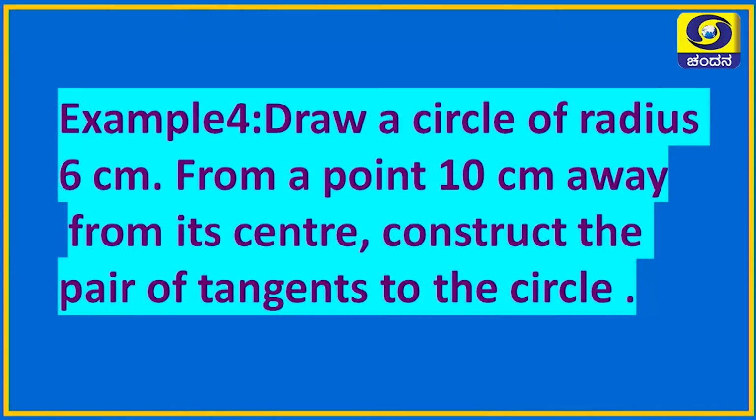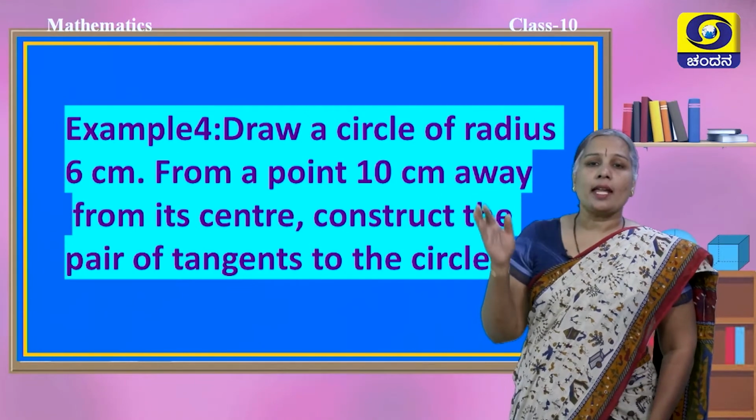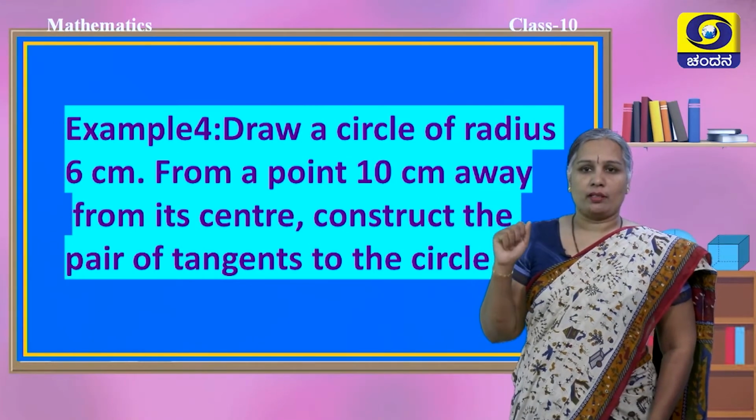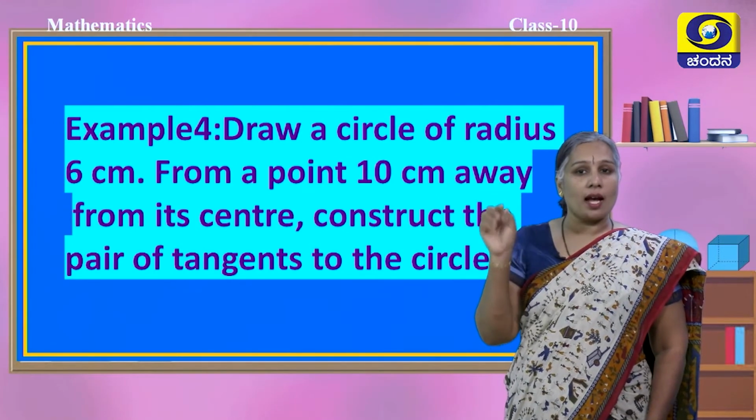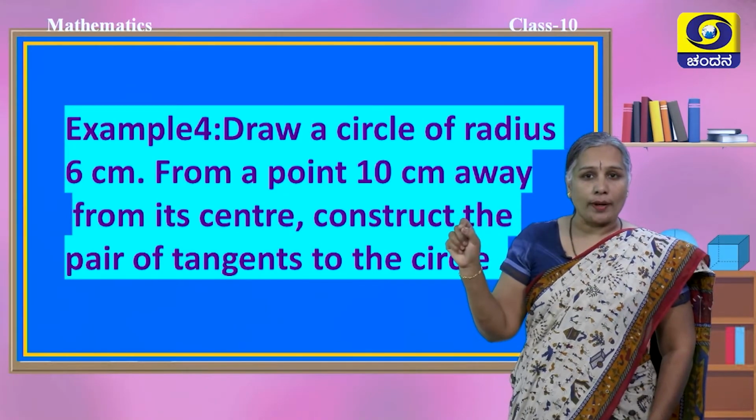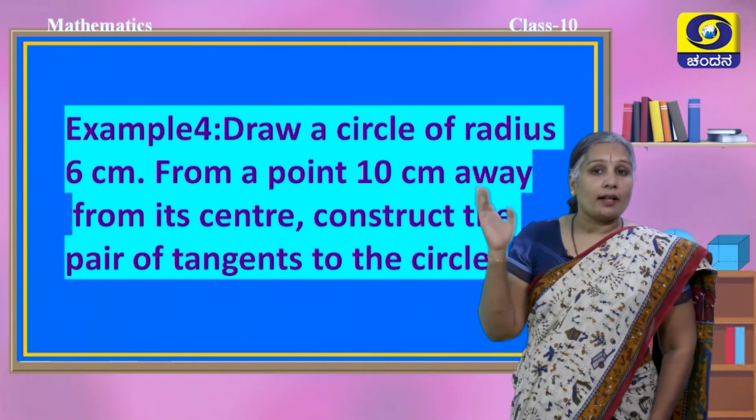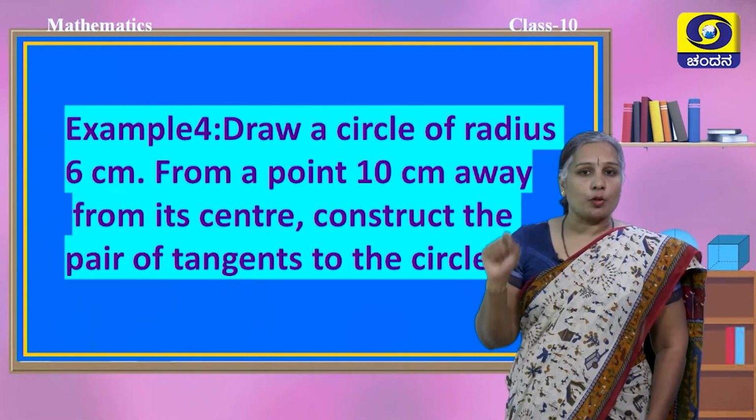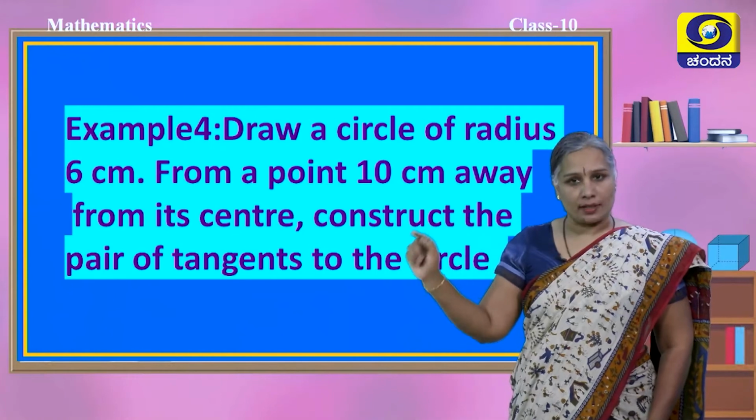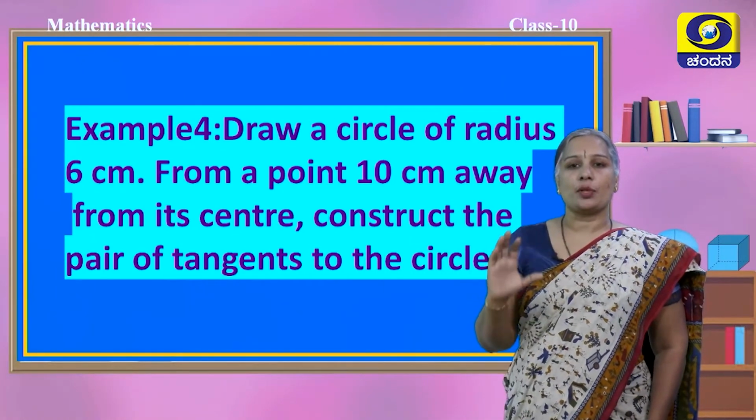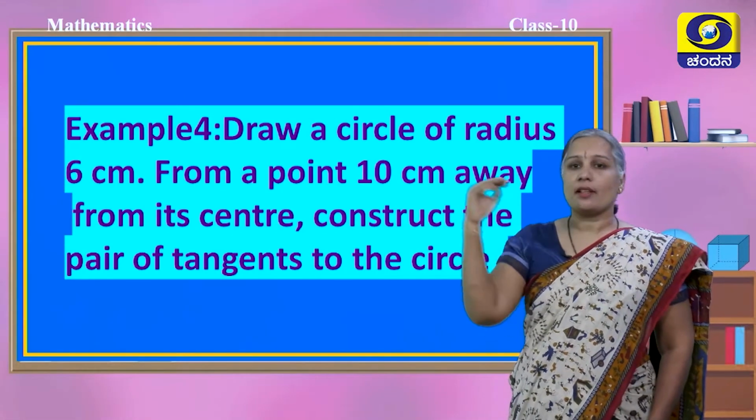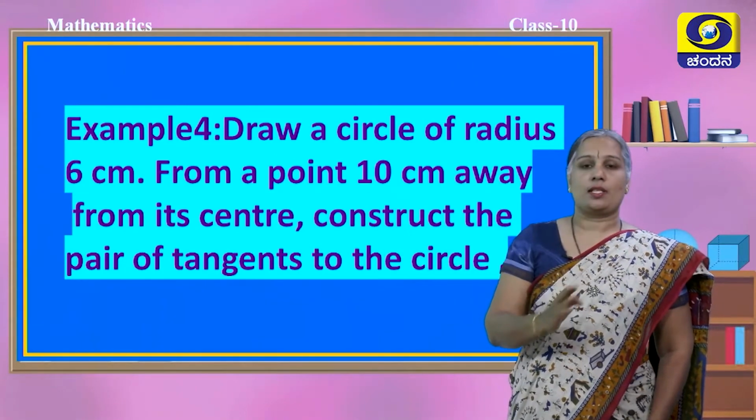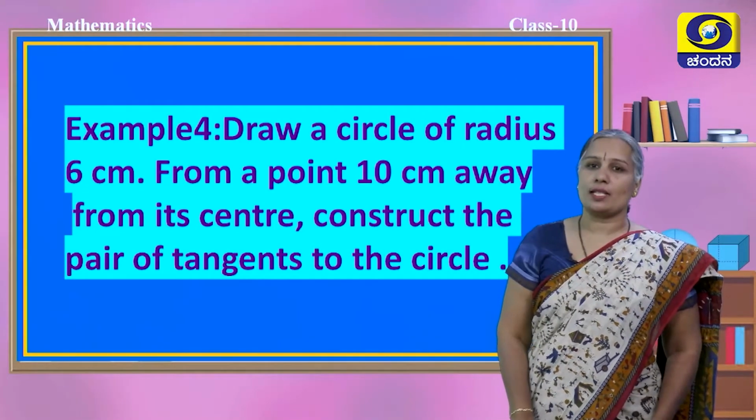It means first, as usual, you have to construct a circle of radius 6 centimeter. Then take an external point. Here you have to remember we are making a point outside the circle, that too 10 centimeter away from the center. Now you have to join the center to that external point. Then you have to create two tangents from the external point to the circle. Let us see how to do this.